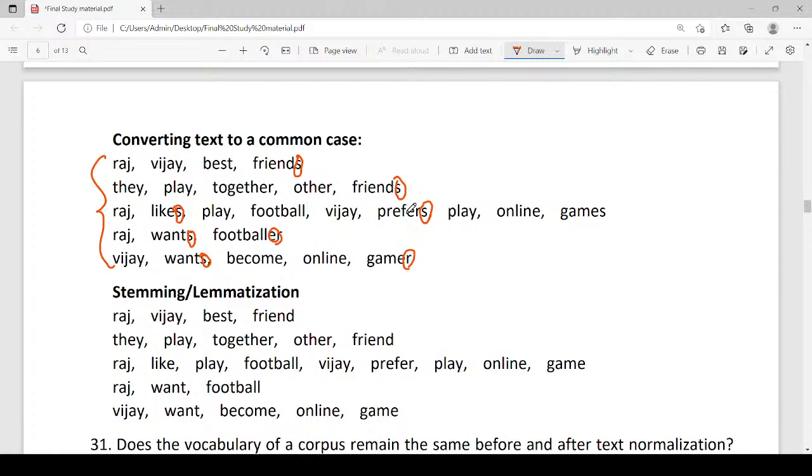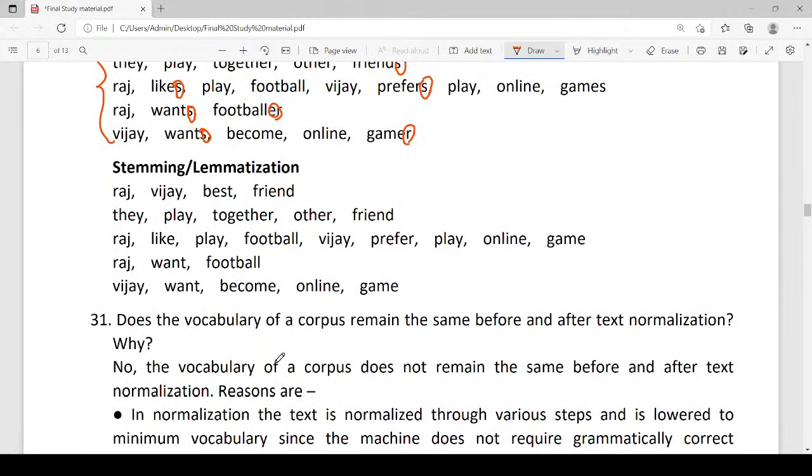Is the vocabulary of words going to be the same before and after text normalization? What would be the answer for this question? Do you think the vocabulary of words would remain the same? No, it is not going to be the same. It will be different. Why?